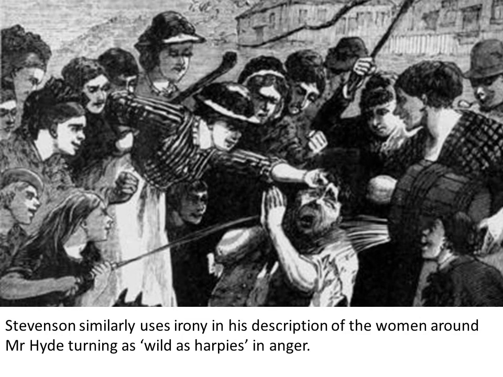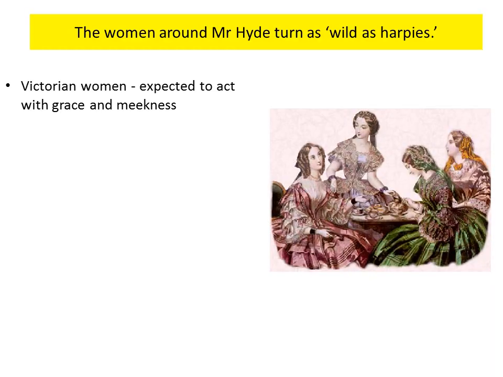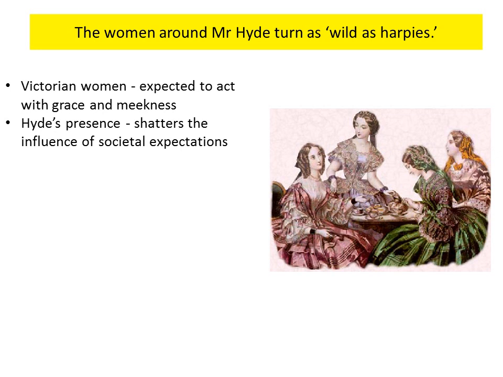Stevenson similarly uses irony in his description of a woman around Mr. Hyde turning as wild as harpies in anger. Now, Victorian readers would have found this simile particularly striking. The cultural norm of the day expected women to act with grace and meekness. Hyde's presence has, however, shattered the influence of such societal expectations. The adjective wild gives the impression that the women are out of control in their aggressive anger towards Hyde.